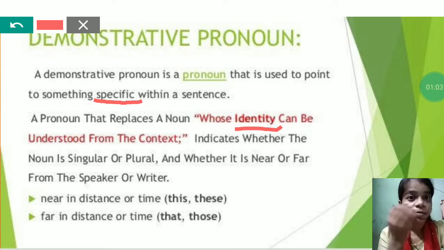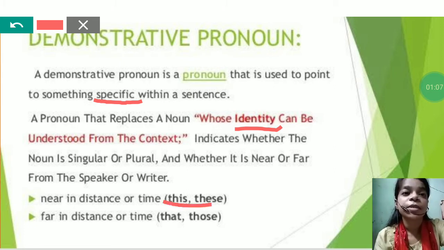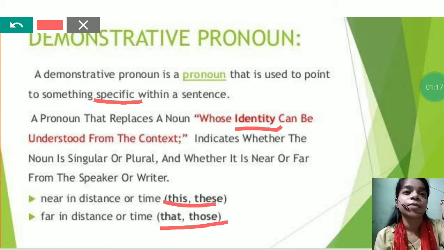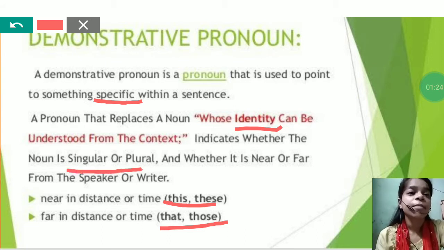And there are a total of 4 demonstrative pronouns: this, that, these, those, and they are categorized into different groups on two bases. The first basis is number, singular or plural, and the second basis is distance, near or far. So there is a difference between all 4 demonstrative pronouns, and they have been differentiated on these two bases.